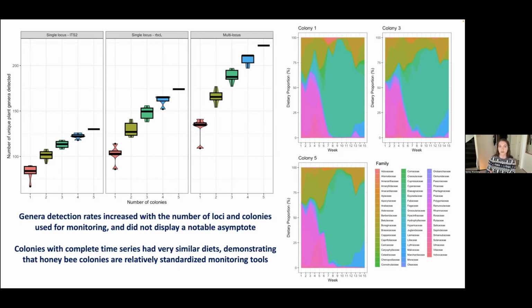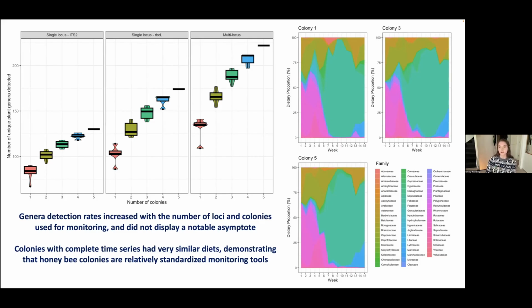So that suggests that you could potentially deploy more honeybee colonies and more loci for monitoring and yield even greater species detection rates. Now, of the 5 colonies we used for monitoring, 2 of them ceased collecting usable amounts of pollen towards the end of the summer. They were 2 smaller colonies. But for the 5 colonies that had complete time series for all 15 weeks that we were operating the pollen traps, we found that there were really similar diets at upper taxonomic levels.